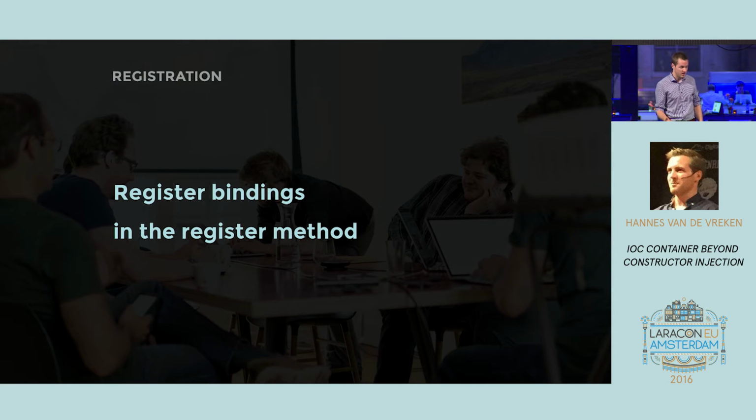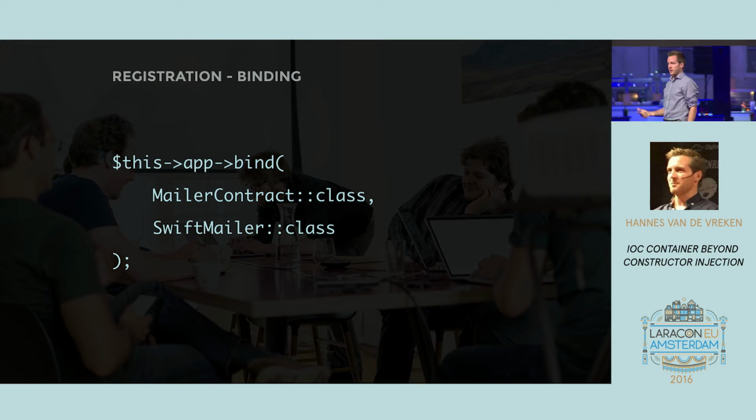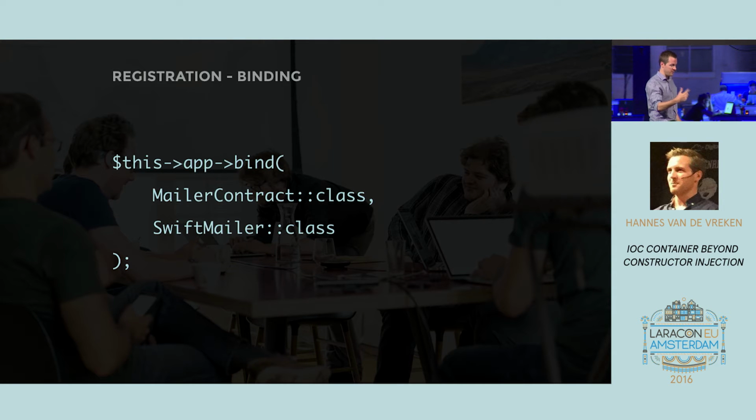So I've been talking about register bindings to the IOC container, but what does it look like? In this service provider, you can use this app. This app is the application container or IOC container. You can use the bind method to bind stuff. So this app binds mailer contract, which is an interface, when someone is resolving a mailer contract class, then give it a Swift mailer instance.